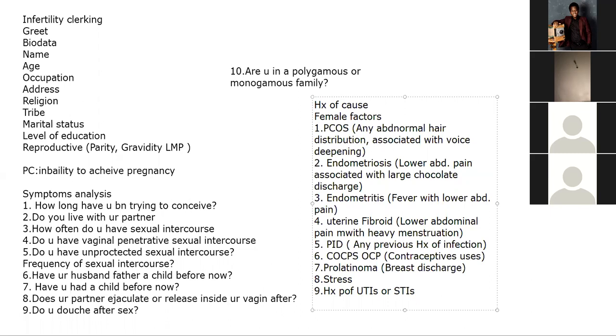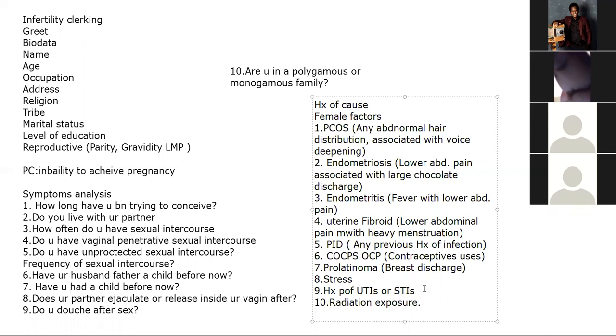So after asking about UTIs, what other thing do you want to ask again? What about exposure to radiation? It's also one thing. Exposure to radiation, radiotherapy. You understand? When the patient exposes himself to radiation, it could cause infertility also.